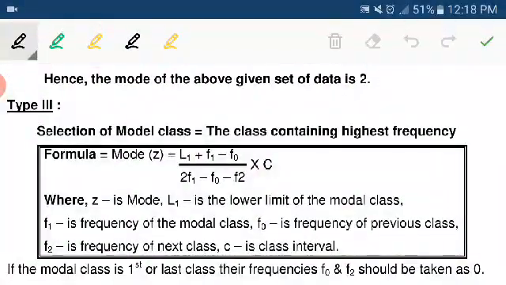Then type 3, selection of a modal class, that is the class containing the highest frequency. Mode equals L1 plus F1 minus F0 divided by 2F1 minus F0 minus F2, into C. C is nothing but the class interval. In the modal first or last class, the frequency F0, that is the previous frequency, and F2, the next frequency, should be taken as 0.